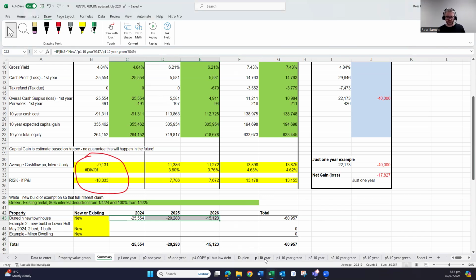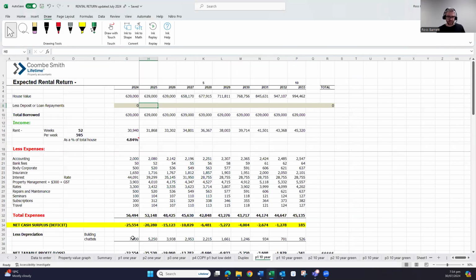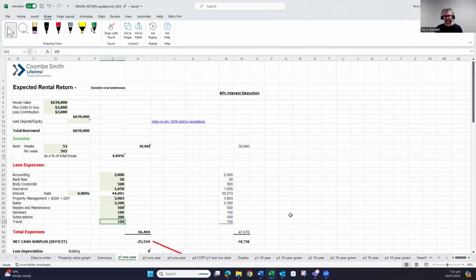If we look over a 10-year period, the first 9 years we're not going to make any money. It's only in year 10 that I'm estimating we're going to make a huge $185. So the cash flow on this, realistically, all you're doing is gambling on a capital gain. So with this property, would I buy it how it is?